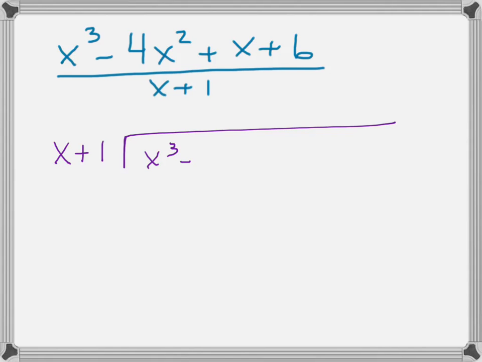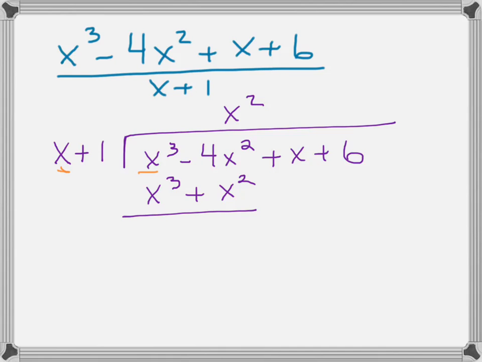And we're going to take x plus 1, and we're going to divide that into x cubed minus 4x squared plus x plus 6. So the first thing we do is we ask ourselves, what do we multiply x by to get an x cubed? That would be x squared. Now we don't put it in the first column because that's the x cubed column. We put it in the second column of x squared, which is another x squared. X squared times x gives me x cubed, and then x squared times positive 1 gives me positive x squared.